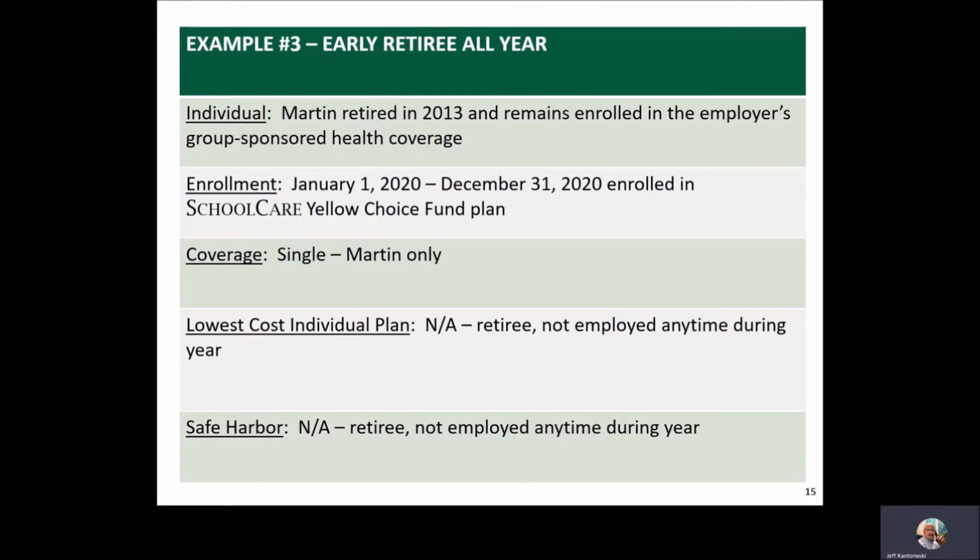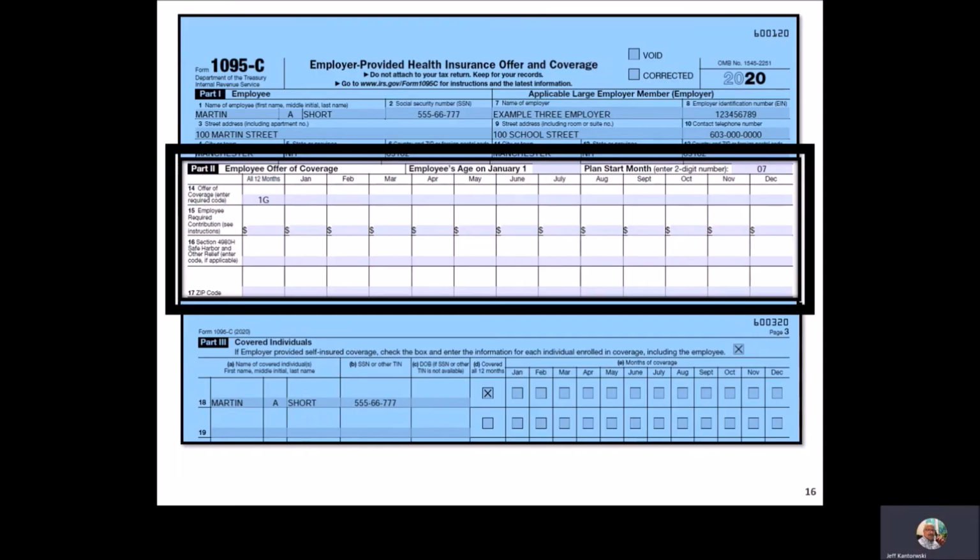For example 3, we have Martin, who retired in 2013 and remains enrolled in the employer's group-sponsored health coverage as an early retiree. Martin is enrolled January 1, 2020 through December 31, 2020 in the School Care Red Plan. He has single coverage. Since he is a retiree and not employed any time during the year, the lowest cost individual plan and safe harbor are not applicable. We'll go right to completion of 1095C Part 2 and mark 07 in the start month.